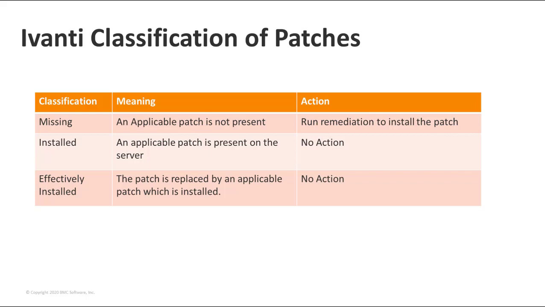The effectively installed status is usually applicable for patches that are superseded. These are patches that were not installed but have been replaced by a newer patch that is installed on the server. For example, suppose you install a patch that replaces 20 earlier patches. While you have only installed one patch, you have effectively installed 20 other patches.